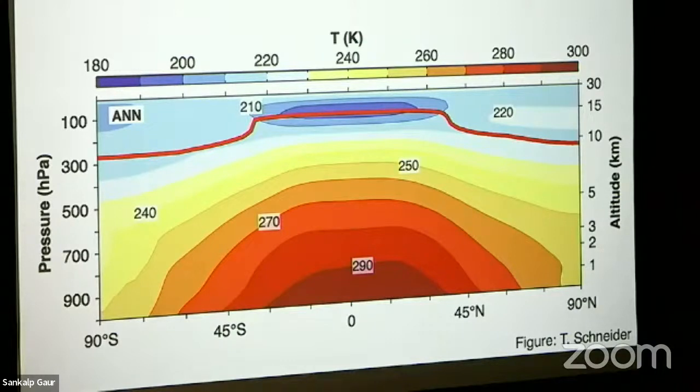You'll see altitude to the right in kilometers, and pressure, which will be a vertical coordinate that I will take advantage of for derivations. It's a very useful one. And the reason pressure can be used as a vertical coordinate is because it monotonically decreases with altitude, something we know from hydrostatic balance.